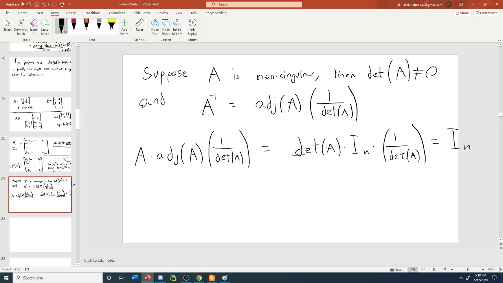So this gives us an expression for A inverse, which is really cool because the only way we had previously known how to go about computing A inverse was essentially to do Gaussian row reduction to a certain kind of augmented matrix. But now we have an explicit formula. So let's do an example.